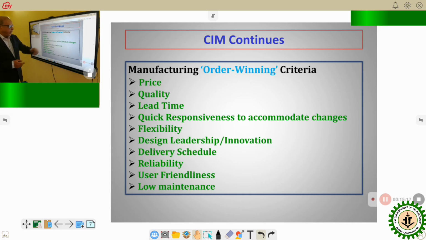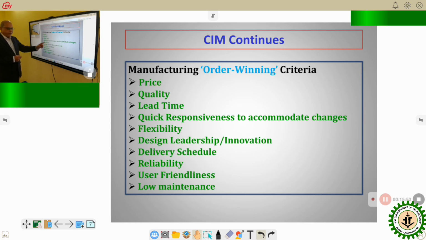Responsiveness to accommodate changes. The customer may be looking for some typical features which must be incorporated in the product. So how fast or how quickly the manufacturing organization can respond to accommodate those changes. Flexibility of operations. Since there are wide varieties in the product volume mix, unless there is adequate flexibility in the manufacturing system, it is very difficult to manufacture the product at a competitive rate.